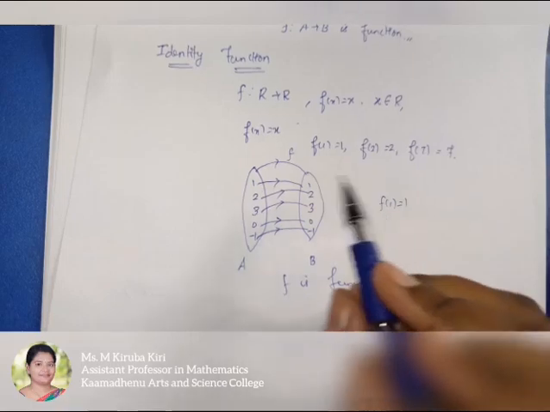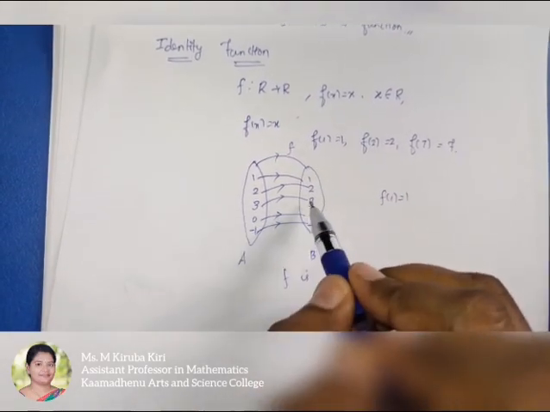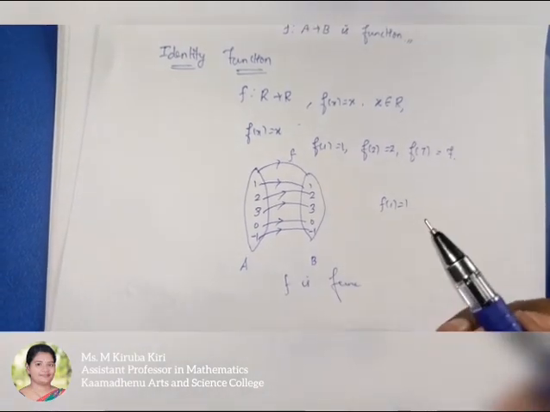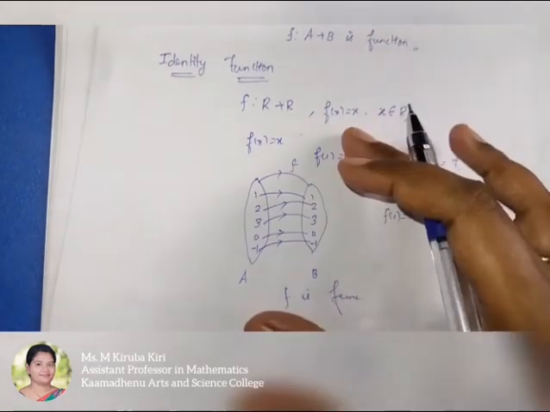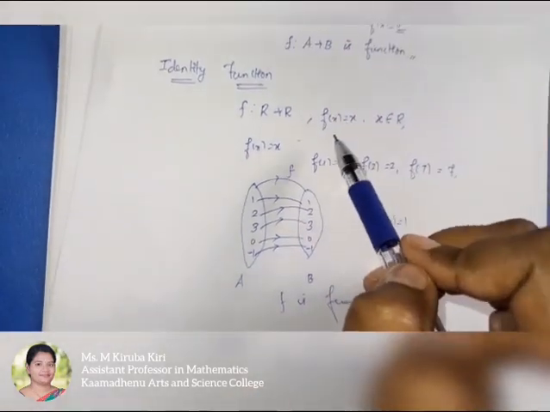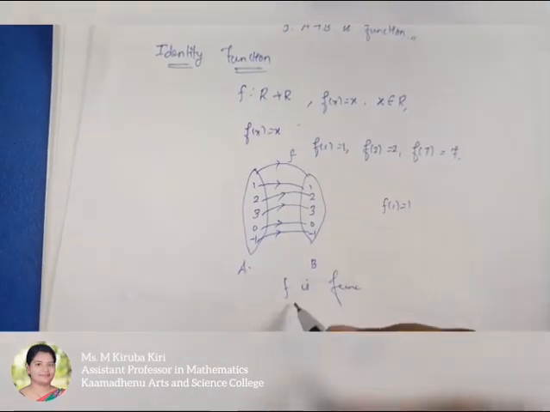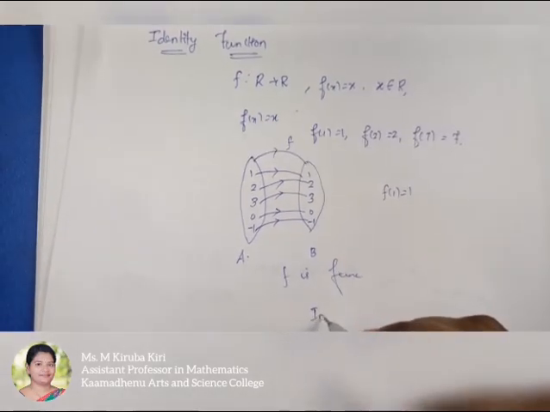From this arrow diagram, f of 1 equal to 1, f of 2 equal to 2, f of 3 equal to 3, f of 0 equal to 0, f of minus 1 equal to minus 1. What happened here? This function satisfies f of x equal to x, x belongs to set A. So the given function is a function and it is an identity function.